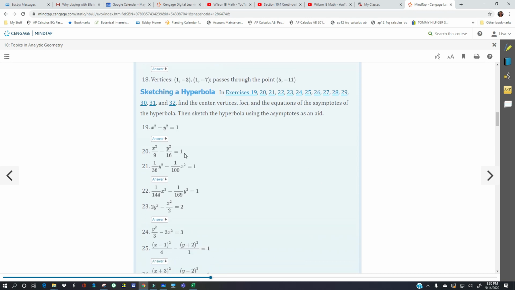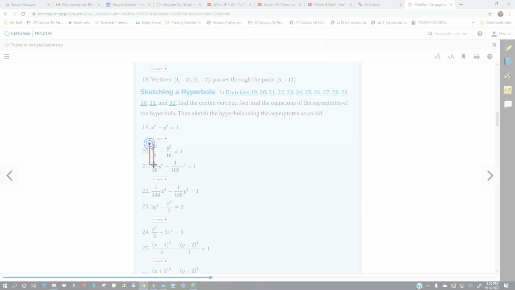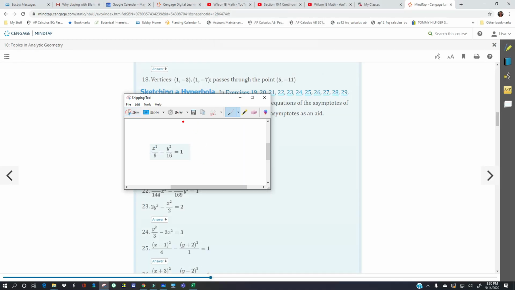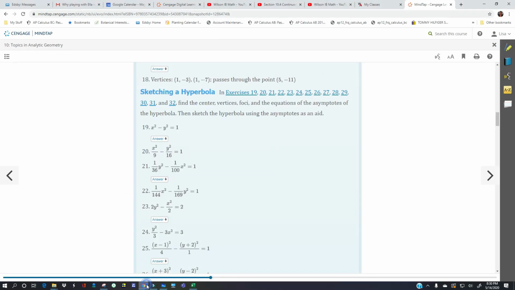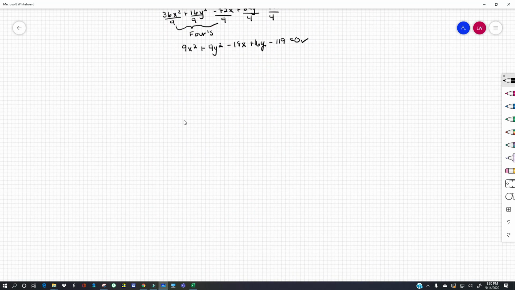Okay, so here's one, right? Looks like a hyperbola to me because there's a minus here, right? X comes before y, so I know a whole bunch of things about this hyperbola. Well, we do, right? You know a whole bunch of things about it. So let's rewrite this one into general form. So let's just make it a little bigger.